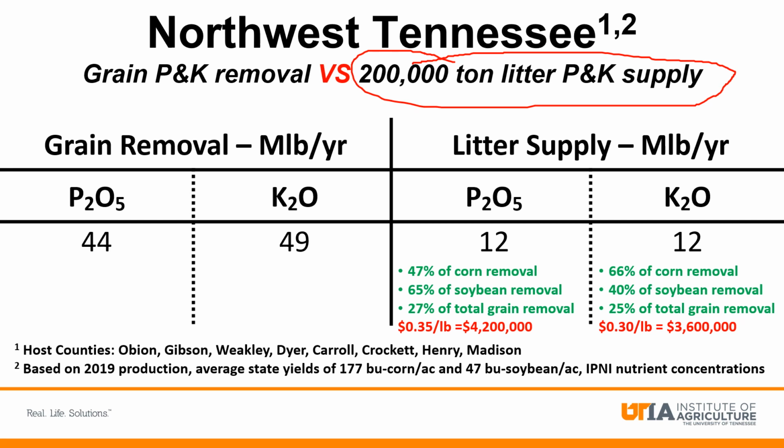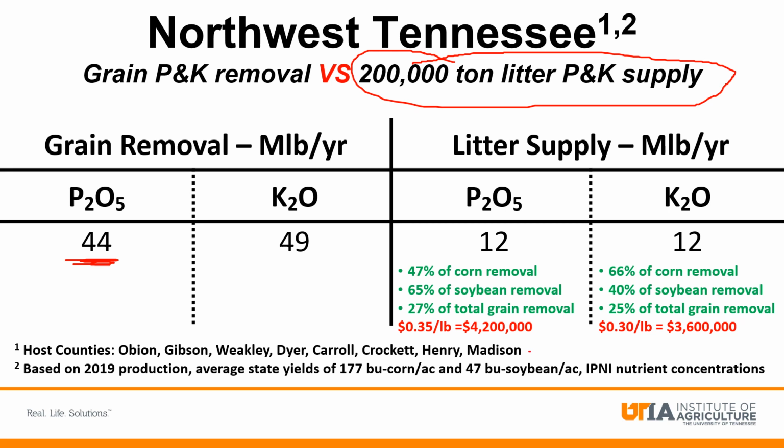In terms of the grain removal here, basically what I've done is taken the 2019 production for corn and soybeans. I've assumed yields that were equivalent to the state average yields, 177 bushels of corn and 47 bushels of soybeans. And I've used Plant Nutrient Institute concentration estimates for the phosphorus and potassium in the grain. And I'm estimating here the number of pounds of phosphorus and potassium that are removed in corn and soybean grain in West Tennessee in these host counties here.